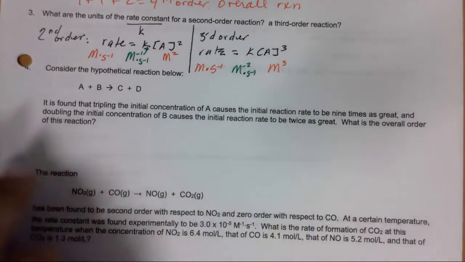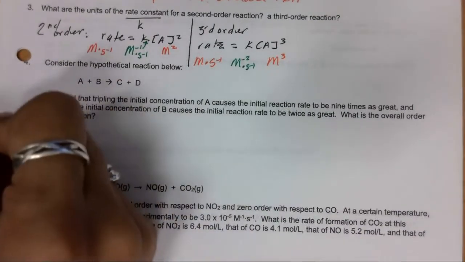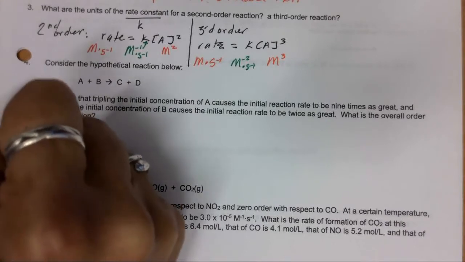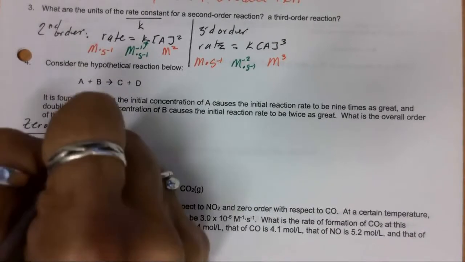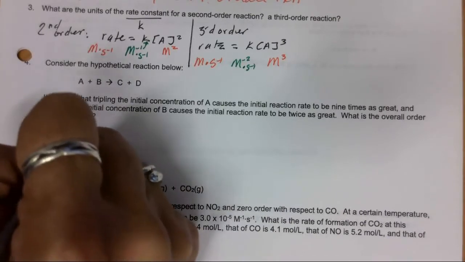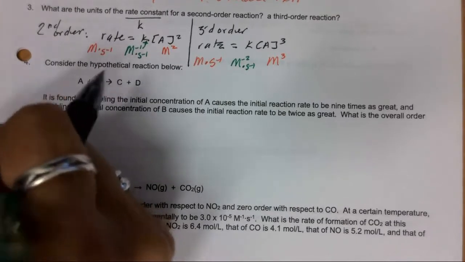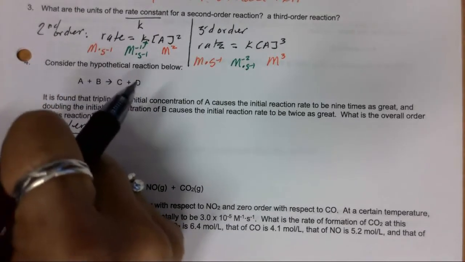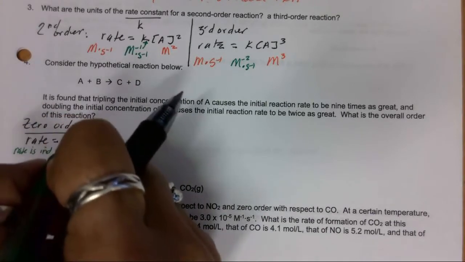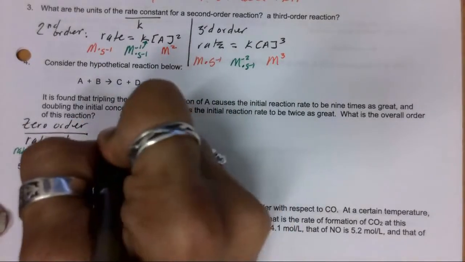So first, I'm going to do a little bit of review down here at the bottom from your notes. Okay, some things that you should know. Zero order is what? Rate is equal to K. And so what does that mean? It means that rate is independent of concentration, right?